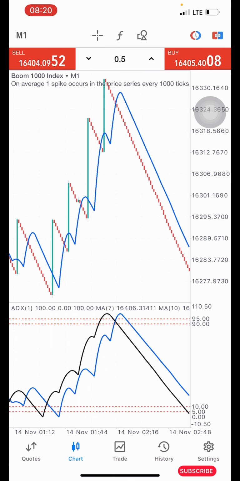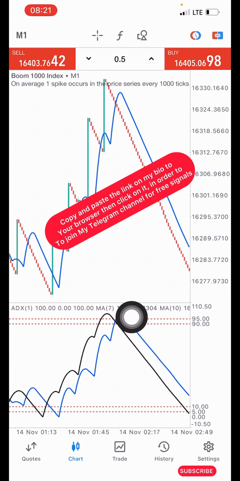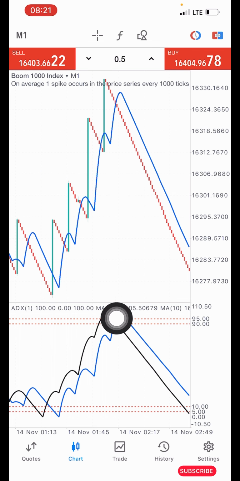Now this is how you are to use the strategy. Once there is a spike in the market, you are going to observe your indicator window. You see this black line here, it needs to get to the overbought level, the 90 and the 95 level. It needs to get to this level before you think of selling. Once it gets there, that is one condition being met for this strategy.